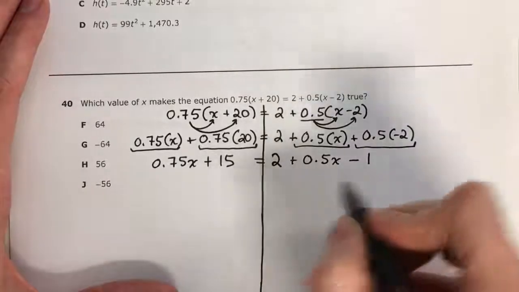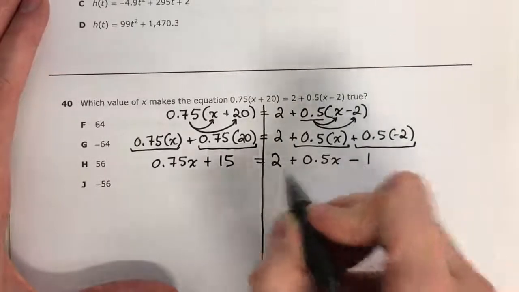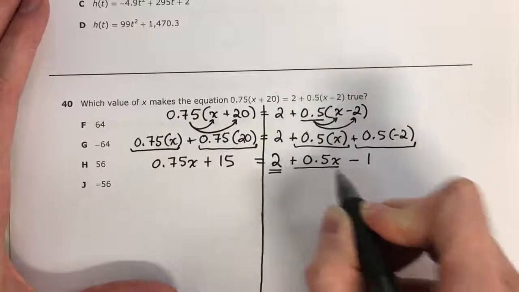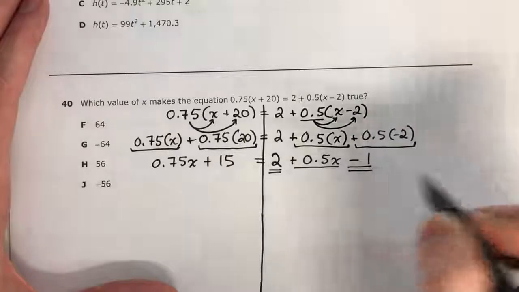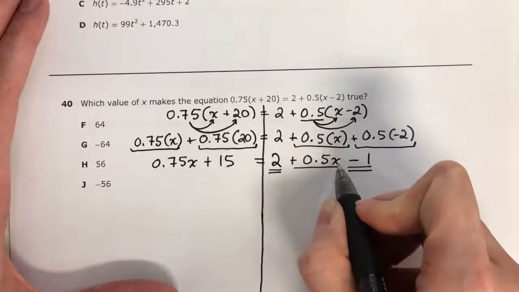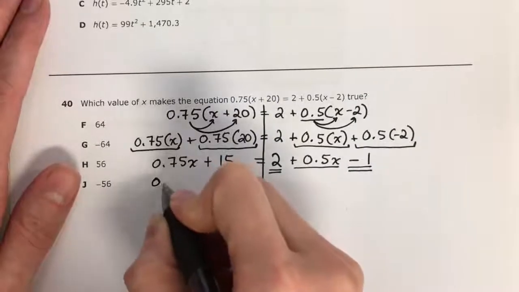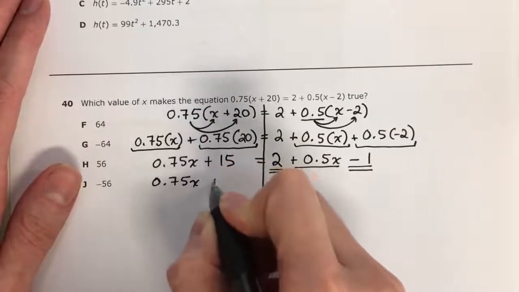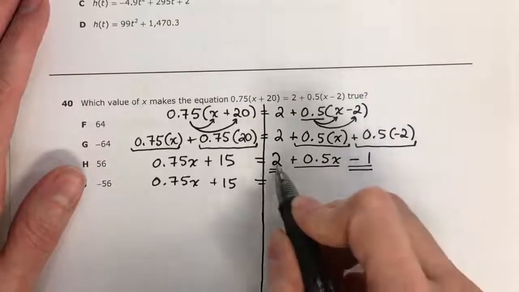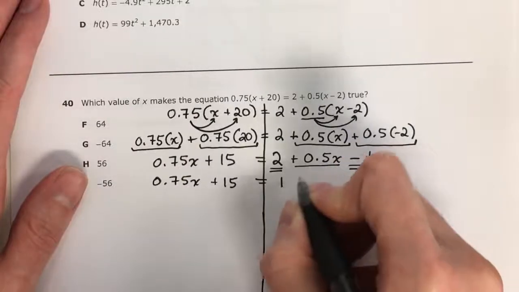Now we're going to do our like terms. Here I have three things. Here, no letter. Here, one letter. Here, no letter. So these are the same. No letter, no letter. This is different. It has x. So we're going to copy 0.75x plus 15 equals 2 minus 1. 2 minus 1 is 1.